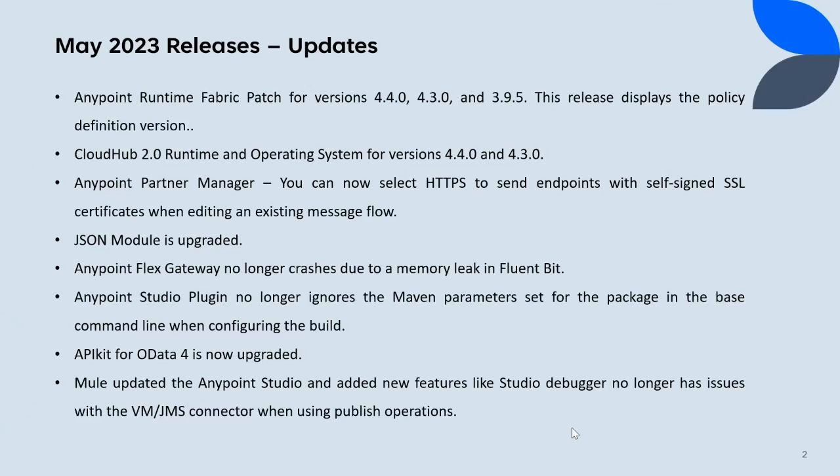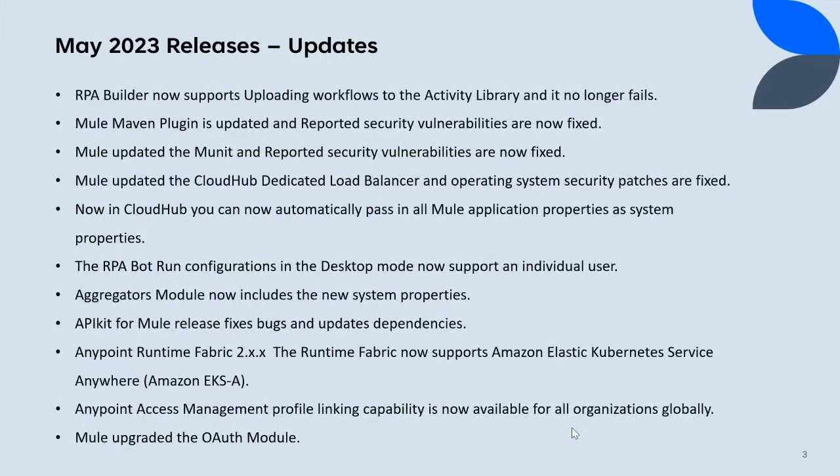Mule updated Anypoint Studio and added new features: Studio Debugger no longer has issues with VM or JMS connector when using publish operations. RPA Builder now supports uploading workflows to the activity library and it no longer fails. Mule Maven plugin is updated and reported security vulnerabilities are now fixed. Mule updated MUnit and reported security vulnerabilities are now fixed.